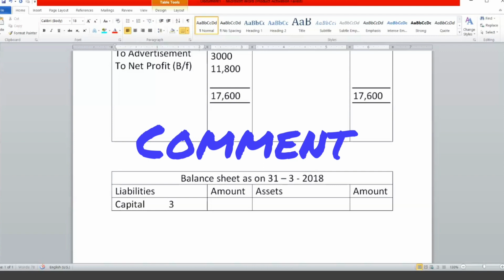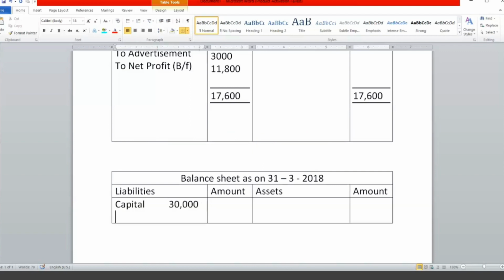Capital is 30,000. To that, add net profit. I don't have place here, so I'm calling it just direct profit. It is net profit. Okay, treat it as net profit. How much? 11,800.